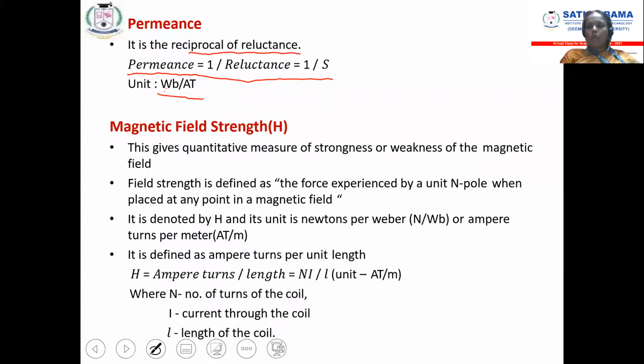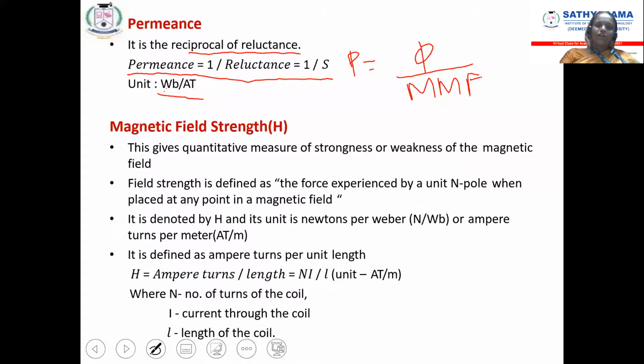Just reciprocal. In resistance the unit is ohm, and for conductance mho. Here the reluctance unit is ampere turns per Weber. We know reluctance is mmf by flux, but permeance is nothing but flux by mmf. That's why the unit is Weber per ampere turns.